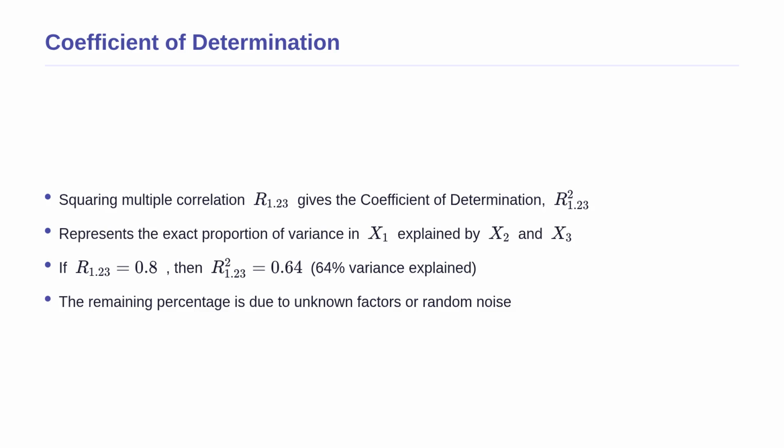Just as we square simple correlation, we can square the multiple correlation coefficient to get the coefficient of determination, denoted as capital R squared. This has a very powerful physical interpretation. It represents the exact proportion of variance in the target variable that is explained jointly by the predictors. For example, if R squared is 0.64, it means 64% of the fluctuations in variable 1 can be perfectly explained by variables 2 and 3. The remaining 36% is due to unknown factors or random noise.